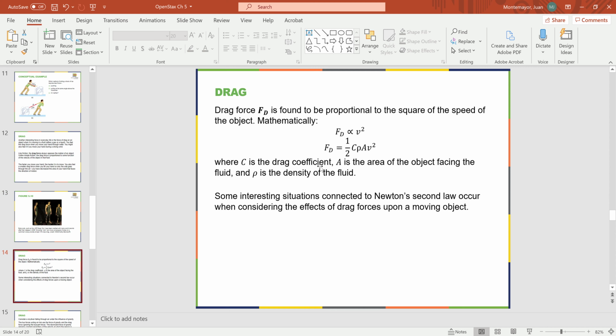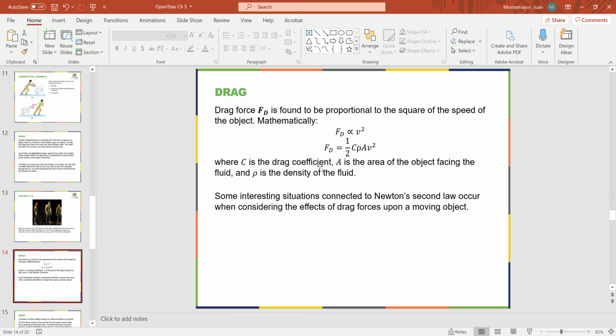Drag force, which is F_D, is found to be proportional to the square of the speed of the object. So that basically means F_D is proportional to velocity squared. And we can go ahead and say F_D equals 1/2 C rho A v squared, where C is the drag coefficient, A is the area of an object facing the fluid, and rho is the density of the fluid. Some interesting situations connected to Newton's second law occur when considering the effects of drag forces upon a moving object.